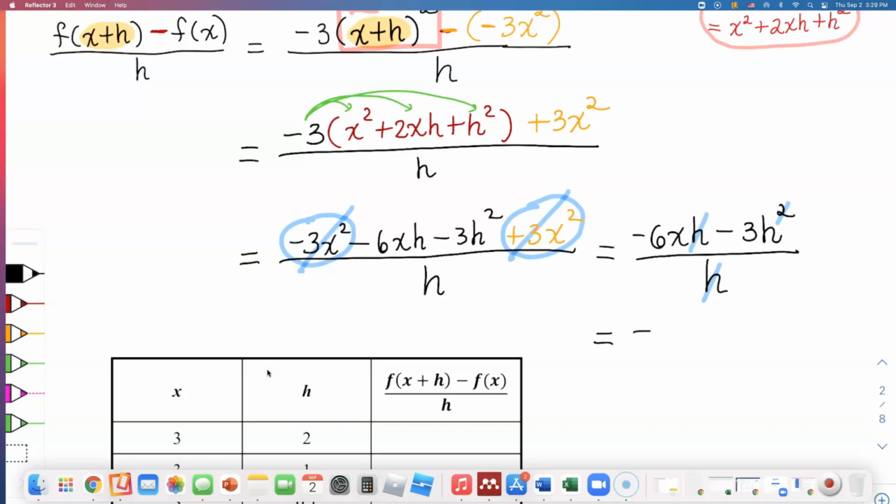So what's the simplified difference quotient? That will be -6x minus 3h. Circle that. This is the answer for the first part. Yay.